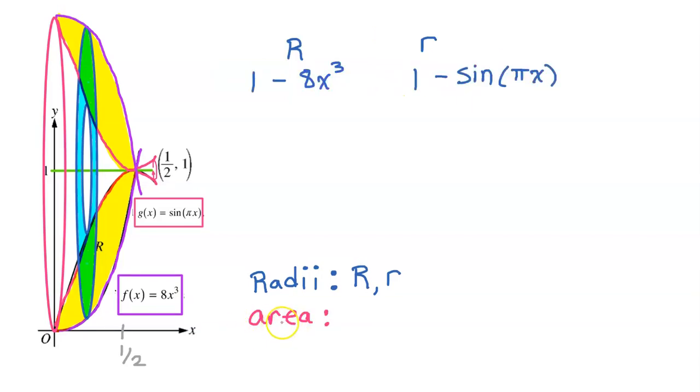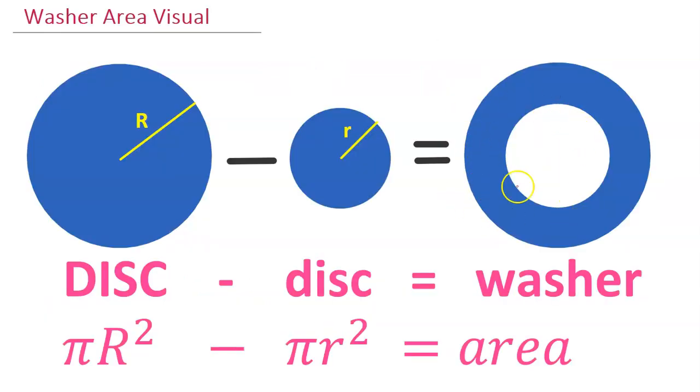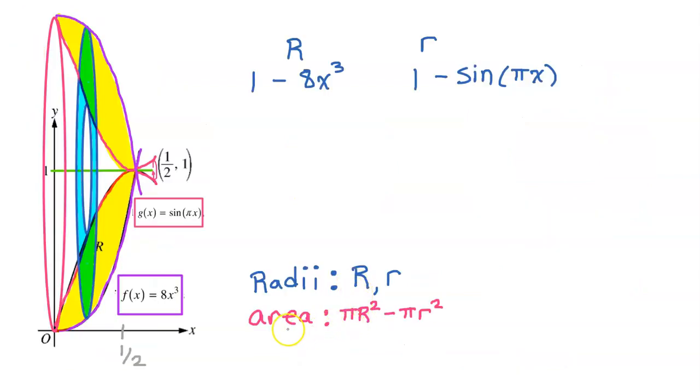Step 2 is to find an expression for the area of a washer. You can visualize the area of a washer as the area of a big disk minus the area of a small disk. In other words, the area of a washer is pi big R squared minus pi small r squared. Since we already have an expression for big R and small r, we can transform this into an expression for area by writing pi big R squared minus pi small r squared.